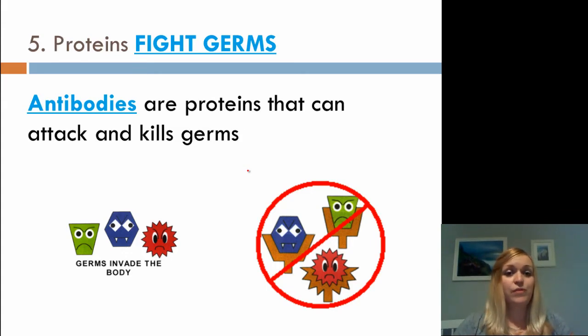The same thing is true if you get a vaccine. Antibodies are produced in response to that vaccine. That means that when you get exposed to the actual pathogen instead of the vaccination, your body has already produced antibodies that will attack and kill the germ that you were vaccinated for. So very important.